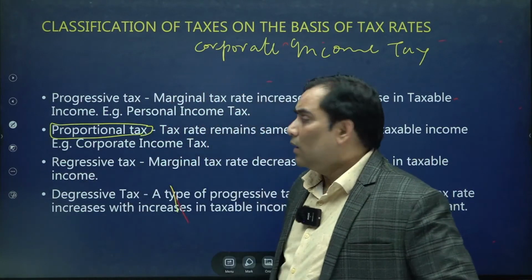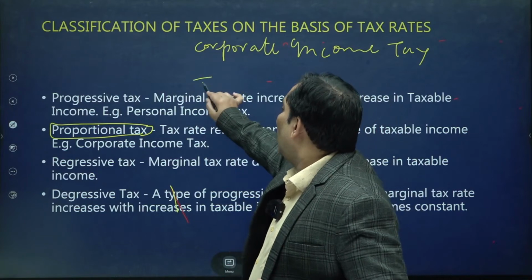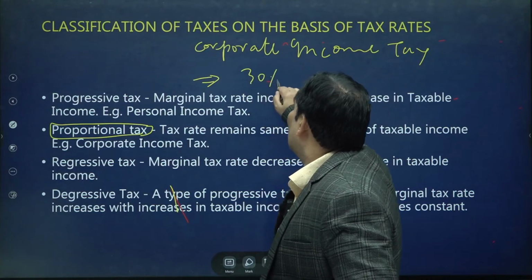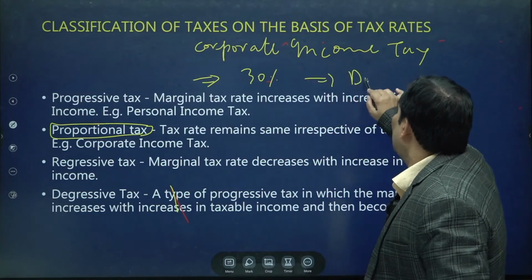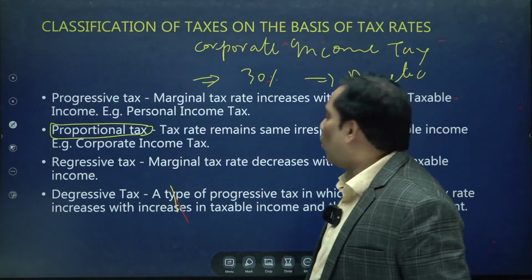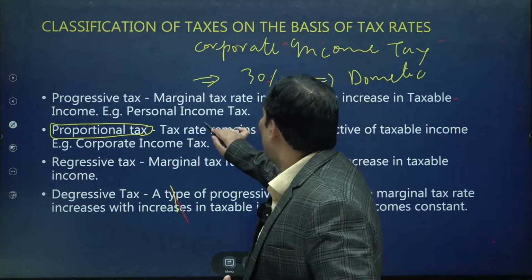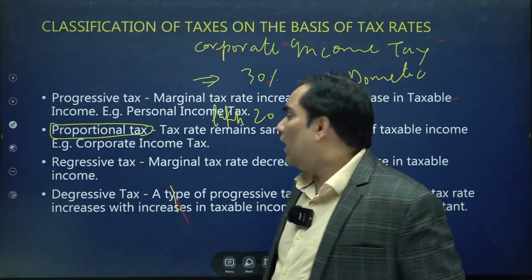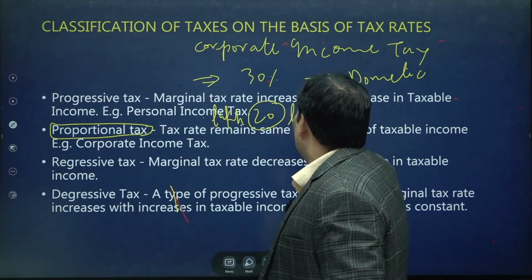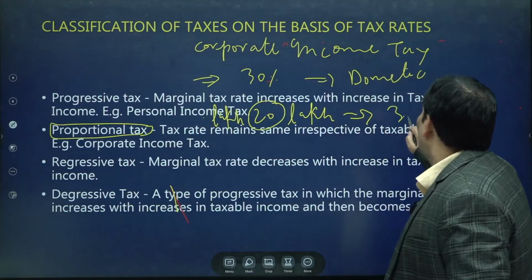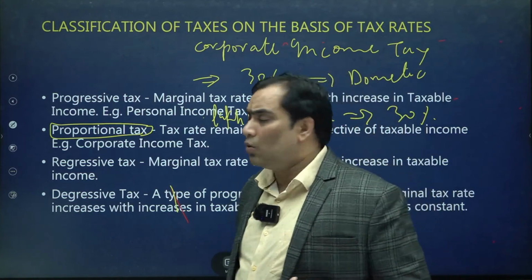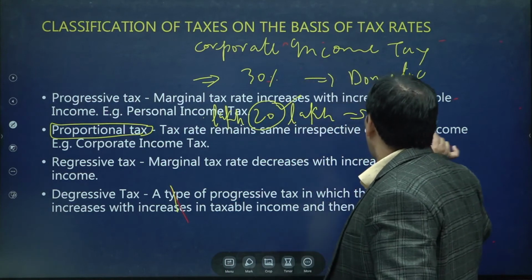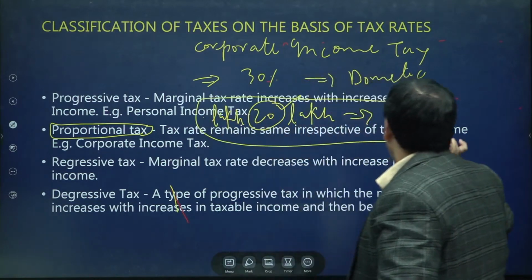Corporate income tax is being levied on the basis of proportional taxes. That means in India, 30% is the tax rate for domestic companies if their income is more than a certain amount, suppose more than 20 lakh. So if it is a domestic company and its income is more than 20 lakh, it has to pay taxes at the rate of 30%. Whosoever's income is more than 20 lakh, all of those have to pay taxes at the rate of 30%.